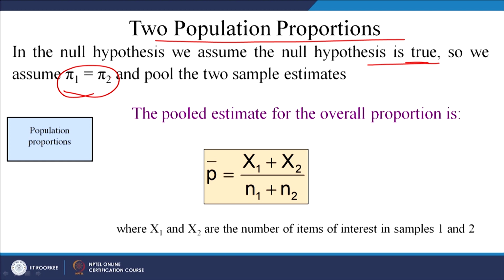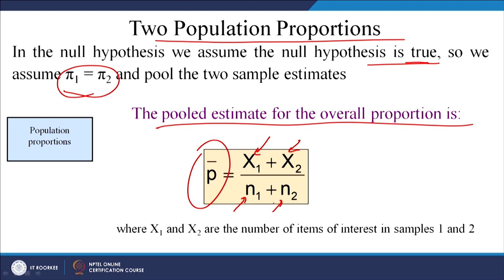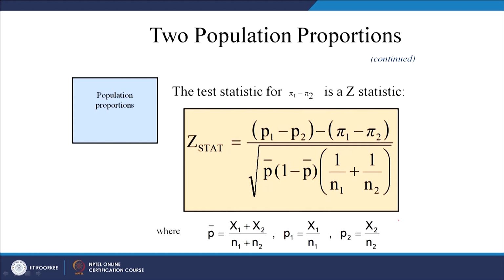So, we will calculate a pooled estimate of the overall proportion. This p bar is called the pooled estimate of the overall proportion, which is nothing but the sum of the values in sample 1 and sample 2 divided by the sample sizes of these two samples. These are the numbers of items of interest in the two samples. This is how you should calculate the Z statistic when you do hypothesis testing of proportions of two samples.